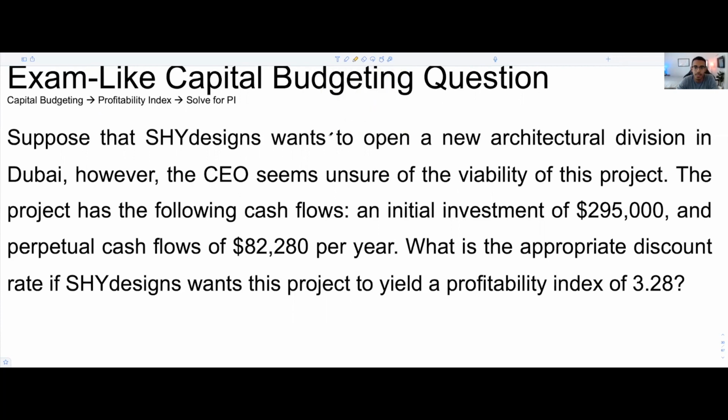So suppose that Shai Designs wants to open a new architectural division in Dubai. Nice. However, the CEO is unsure, and the CEO gave you the following cash flows to help make a decision on this project. The CEO tells you the initial investment is $295,000. Because now we're pros, we can just highlight this as a CF 0 of 295K. And in this case, you're getting perpetual cash flows of 82,280 per year.